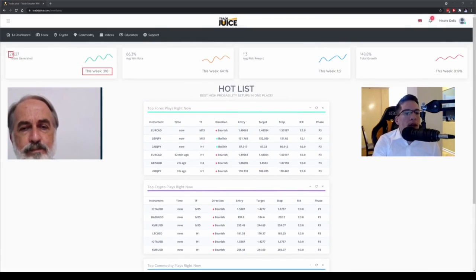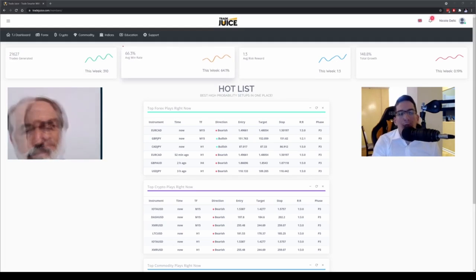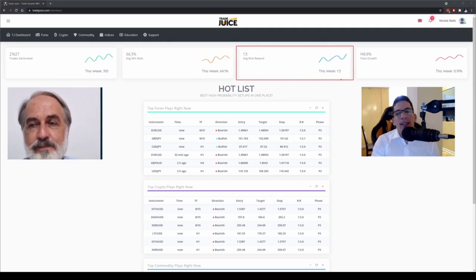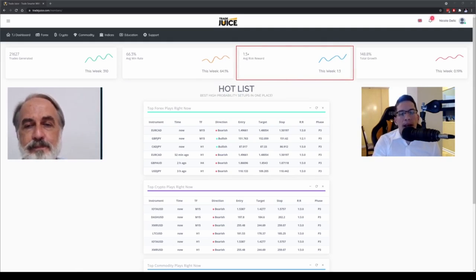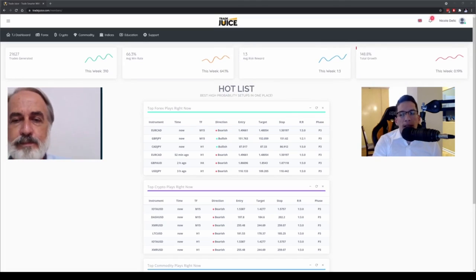This week alone, we had 310 trades just from this platform. Now, after it, we have the statistic of our average risk reward, and it's 1 to 3. We can easily go higher, but we decided that at the end of the day, 1 to 3 is the risk reward that is more than enough, especially with the win rate that we have, to make sure that our clients are in profit.